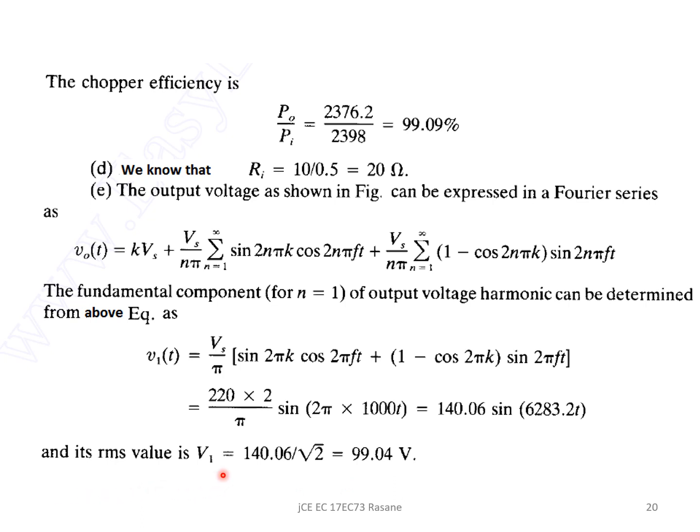And its RMS value will be V1 equal to 140.06 divided by root 2, because this is the peak value Vm. So I have divided by root 2, I'll be getting 99.04 volts.